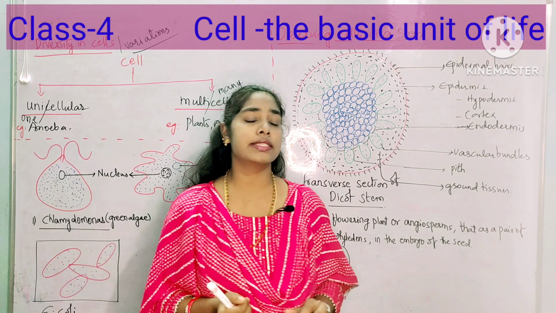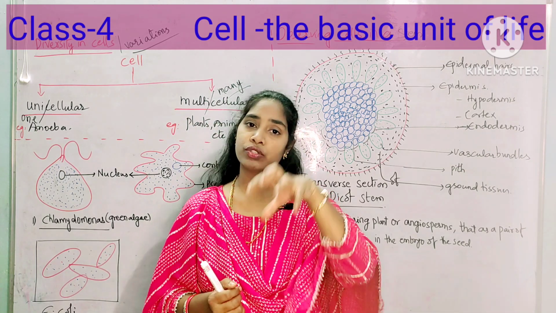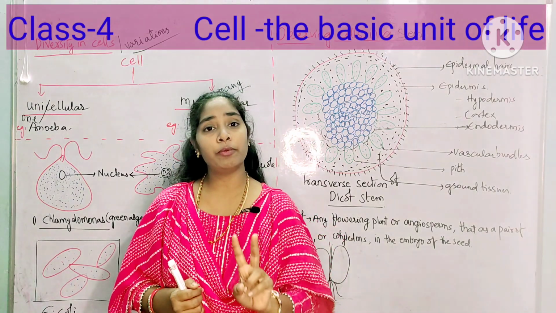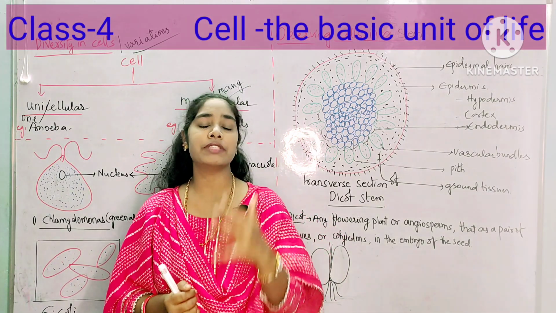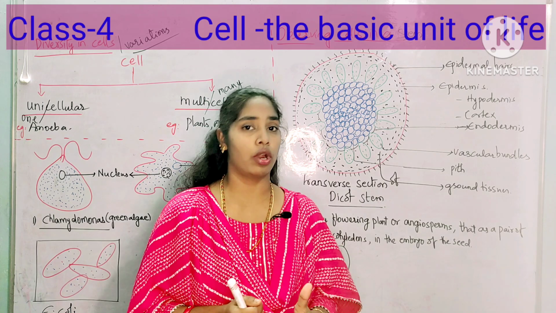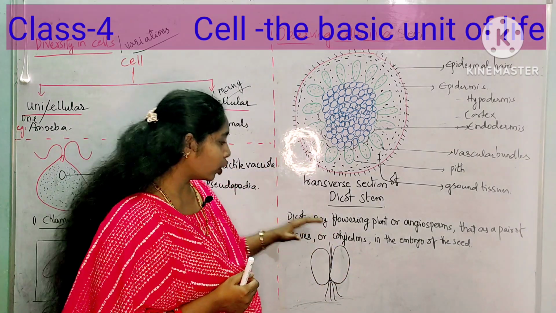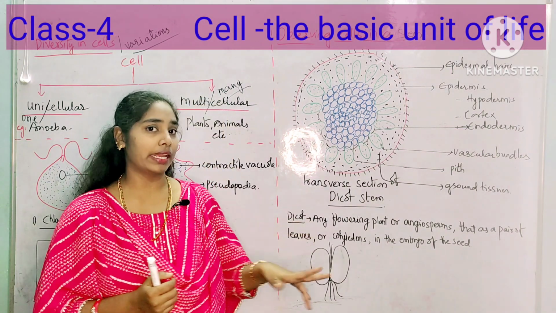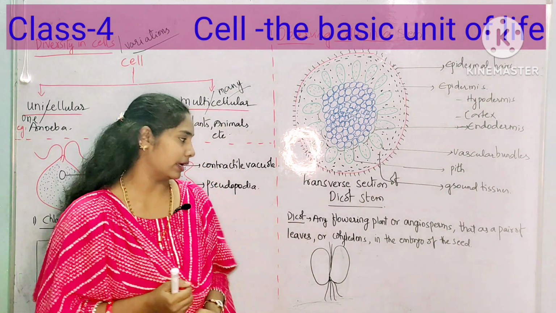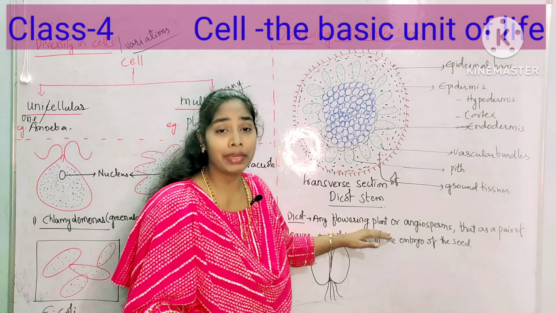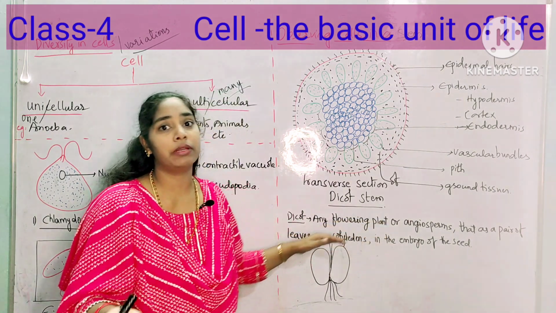You can take another example, tamarind also. When you sow it in the soil, it will produce 2 leaves. Those 2 leaves indicate that it is a dicot stem, or dicot seed. Dicot is nothing but dicotyledon. Di is nothing but 2. It has 2 cotyledons. So any flowering plant like mango, tamarind, you can take guava as an example.